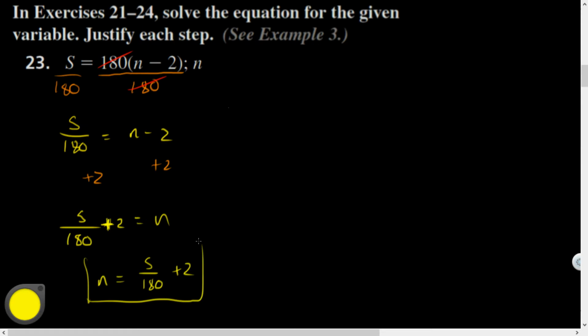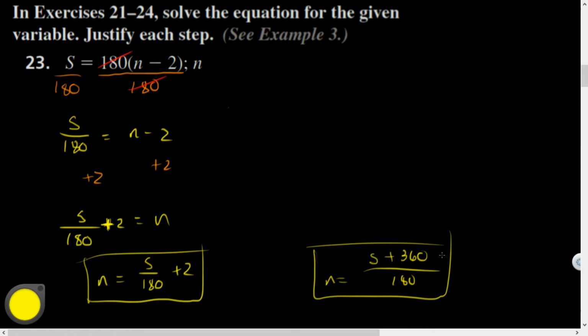Alternatively, you could have had something like n equals S plus 360 all over 2, or all over 180. Sorry, you might have had that version as well if you did distribution first. And those are equivalent. What's your question?